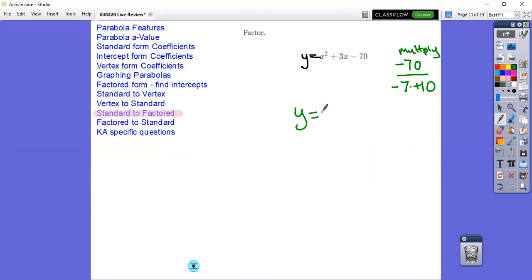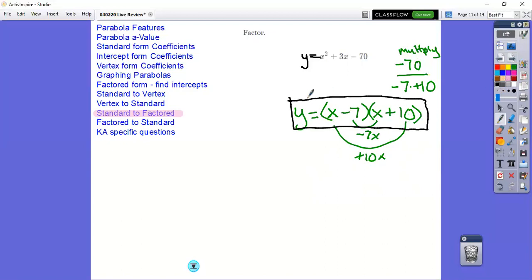The way that you write that is as two parentheses. The first thing is an x because x times x is x squared. These two things have to multiply, so negative 7 and positive 10 to negative 70. And then you can check, I do have a negative 7x and a positive 10x, that makes positive 3x. Okay, so my answer here is that y equals x minus 7 times x plus 10.